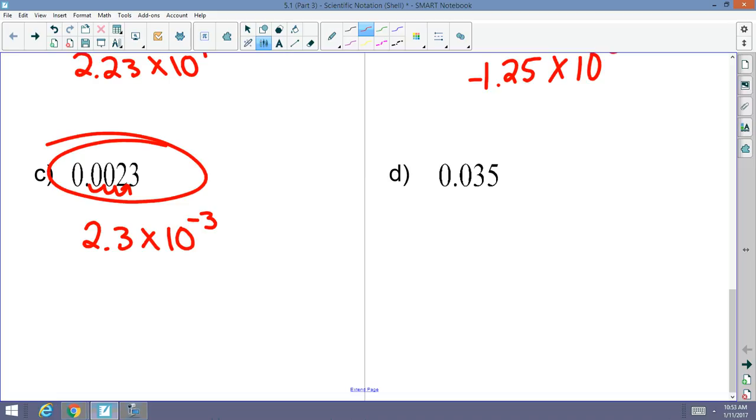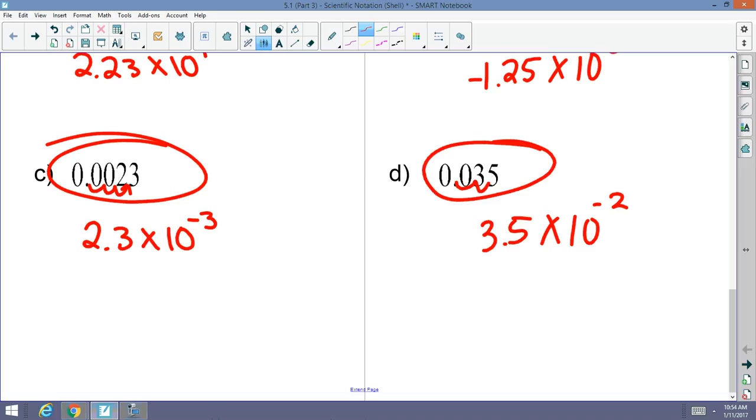Does that help? Okay. And then here, 0.035, 1, 2 to the right, so it's 3.5 times 10 to the negative 2. Not because I went to the right. Yes, that's the real reason, but I don't think that way. 0.035, oh, that's a number between 0 and 1, so it's got to be a negative exponent. Does that make sense?